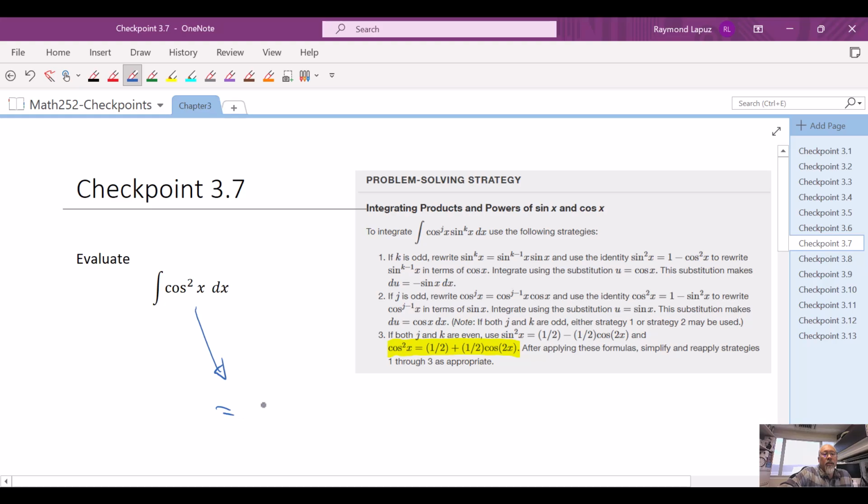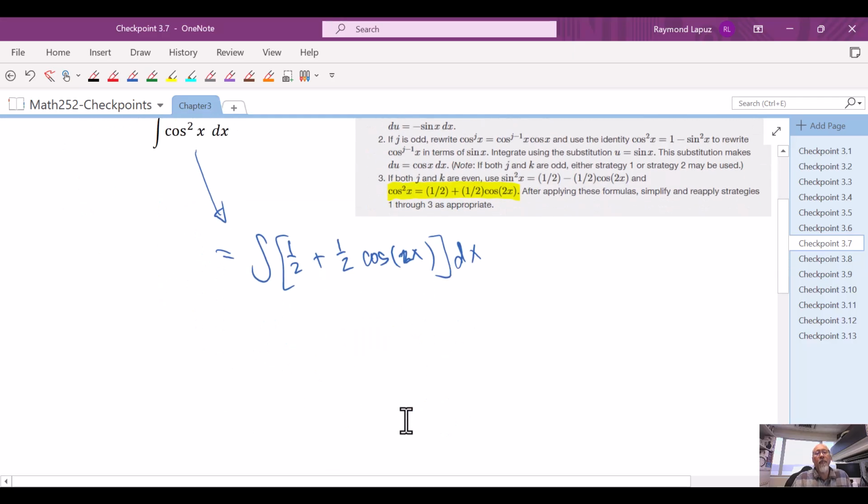And say that this is now the integral of 1/2 plus another 1/2 times cosine of 2x dx. And just to be proper here, let's throw parentheses around the whole thing. And we're going to break this up into two separate integrals.